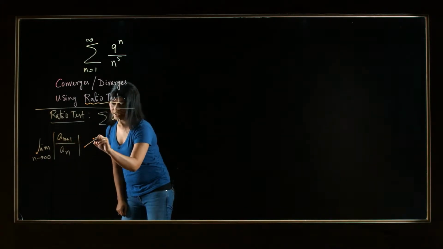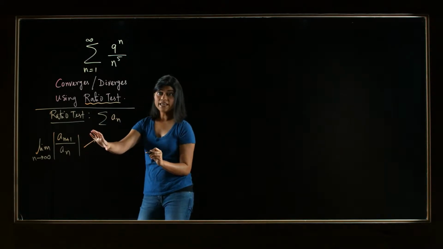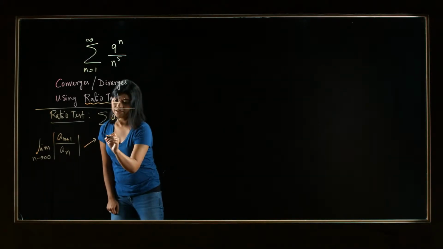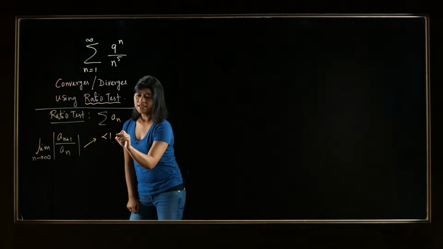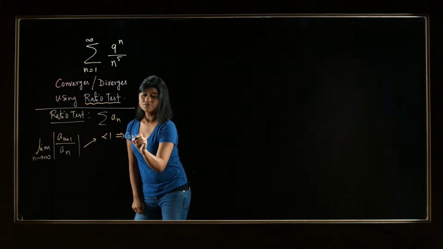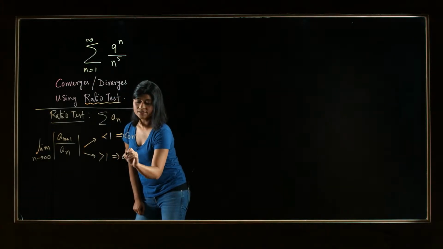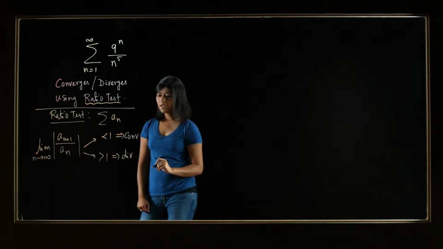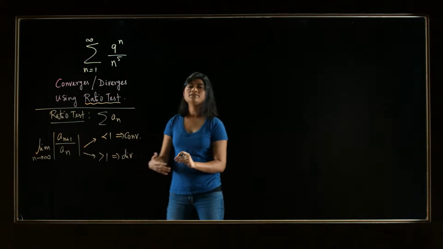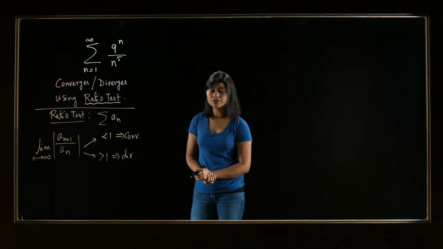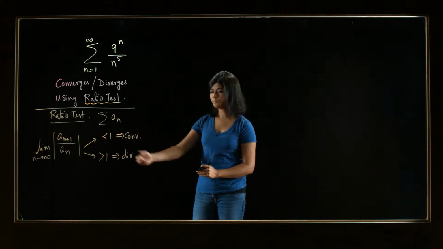It turns out if the value that you get in the end is less than 1, that means the series converges. If it is greater than 1, that means the series diverges. And if it is equal to 1, then there is no conclusion using the ratio test. You have to use a different test.